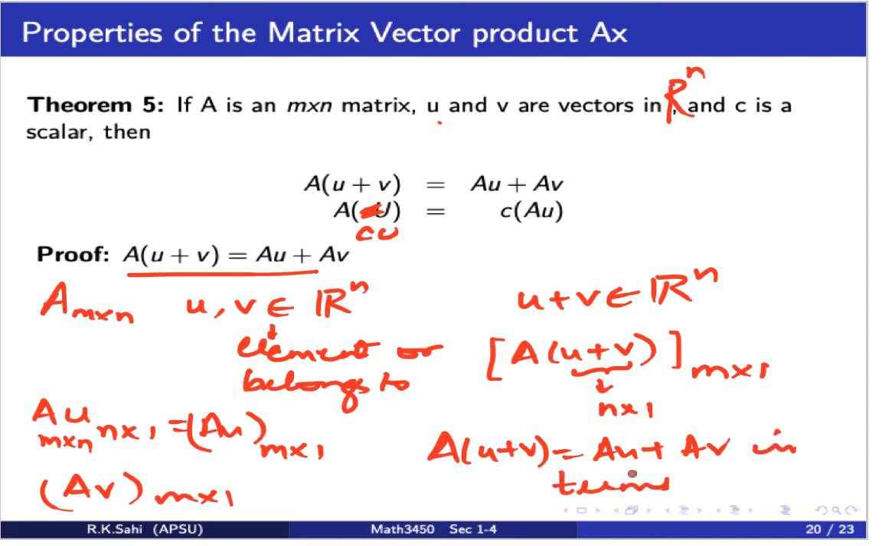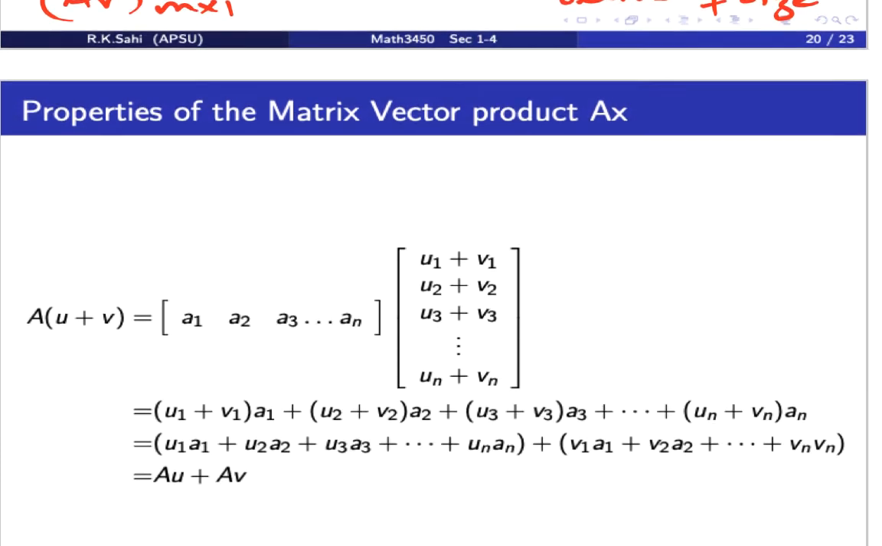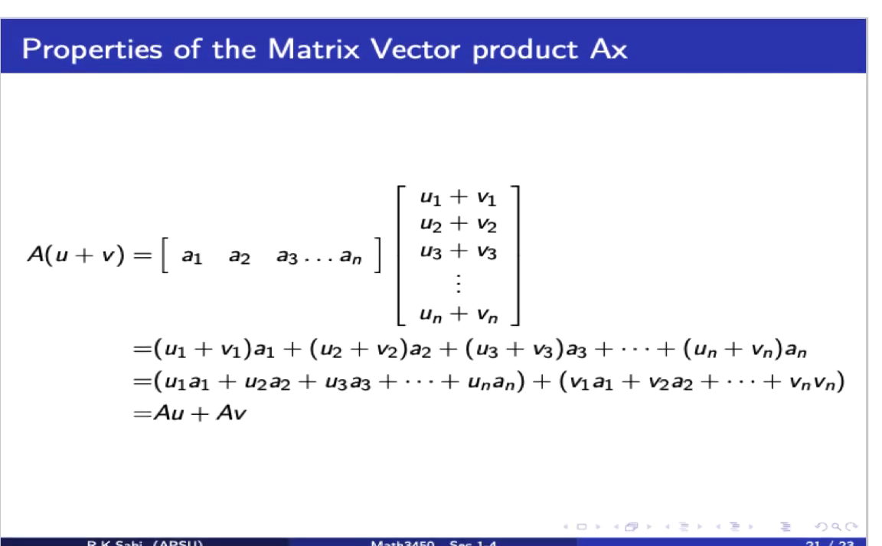So we have proved that the size of the left-hand side is the same as the size on the right-hand side of this equal sign. Now remember, these are matrices. Okay, now we have to prove that the corresponding entries are the same on each side.